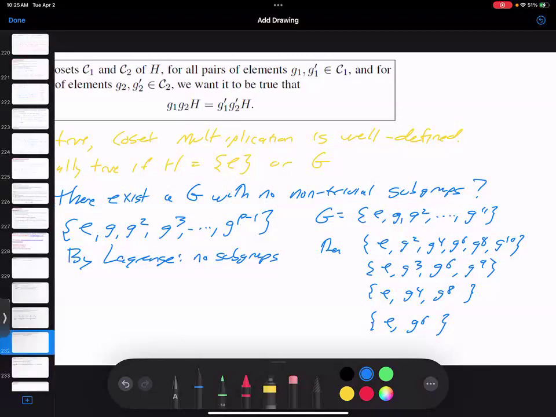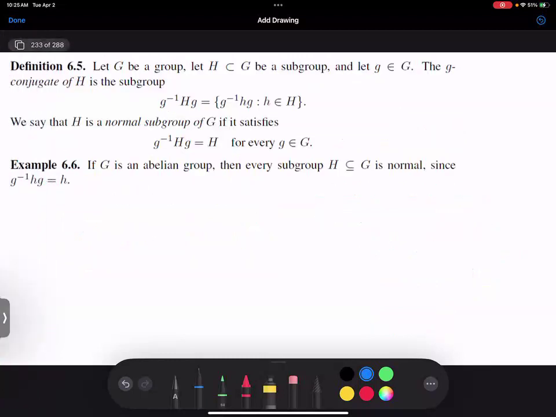Okay. So the next thing is a definition, which is a little bit overdue. Let G be a group, H a subgroup, and g be any element of G. Then the g conjugate of H is the set of all things in the form g inverse h g. So what does that mean? Take anything little h in H, multiply on the left by g inverse, multiply on the right by g, and look at that set. And it turns out not only is this a set, but it's a subgroup. And not only is it a subgroup, it's an important subgroup. It's so important it gets a name. It's called a normal subgroup.